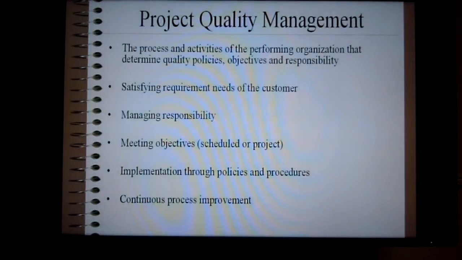Within Project Quality Management, we'll discuss the processes and activities of the performing organization that determine quality policies, objectives, and responsibility. We'll go over satisfying the requirement needs of the customer, managing responsibility, meeting objectives, implementation through policies and procedures, and continuous process improvement.